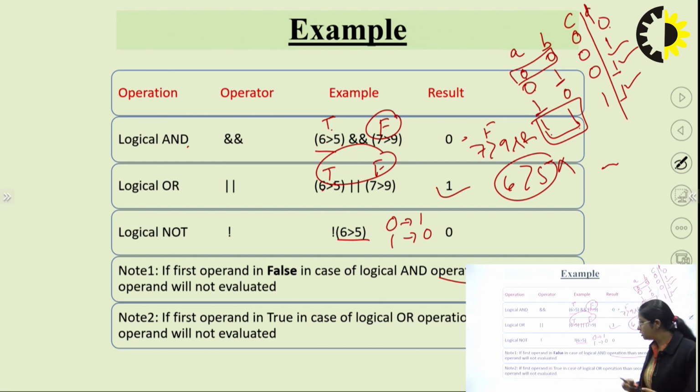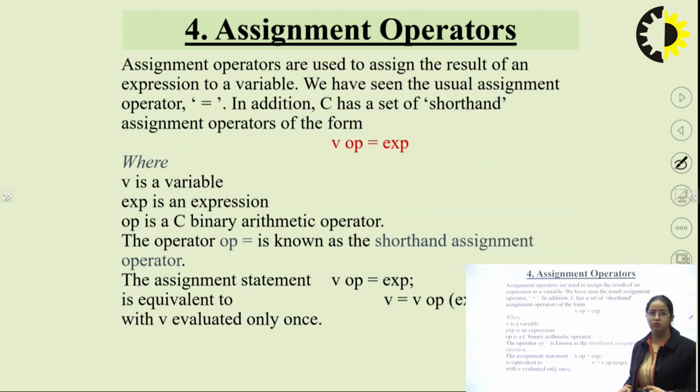And the logical OR is just the reverse. If the first operand is true, it does not check the second one. So this is all about that.